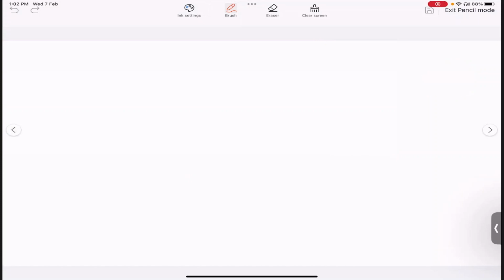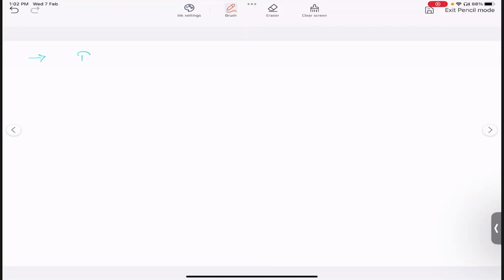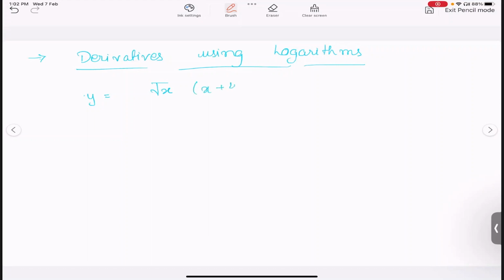So today I'll be discussing derivatives of complicated functions and how we solve them. We call it derivative using log function, or derivatives using logarithms. Let's say we have a complicated function: y is equal to square root of x times (x plus 4) to the power 3 by 2, divided by (4x minus 3) to the power 4 by 3. Suppose we have this function.